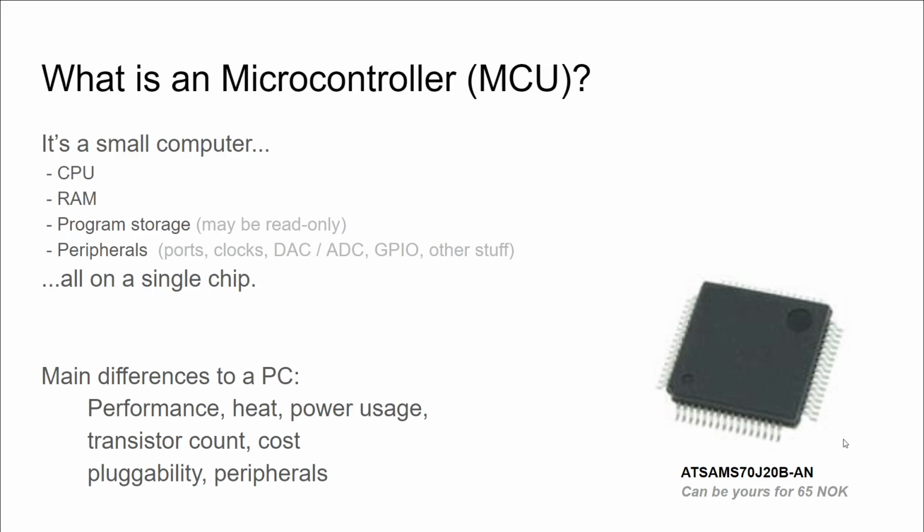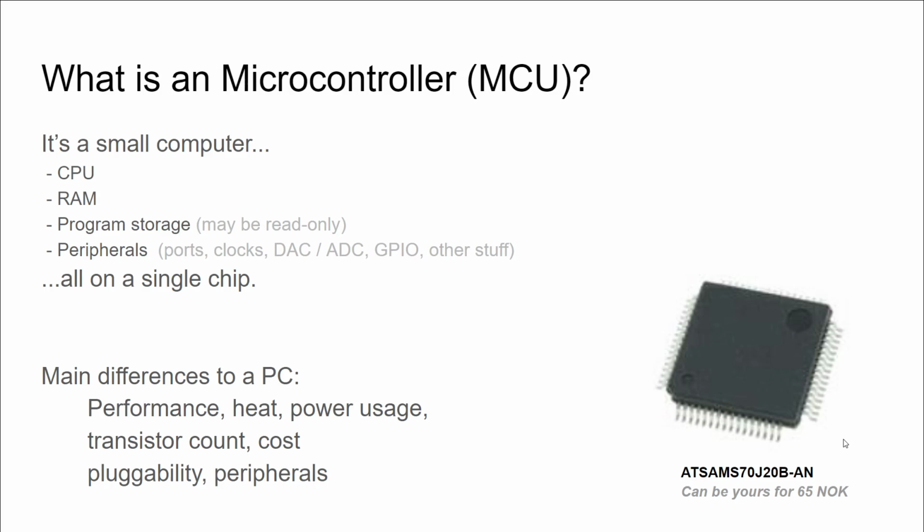You may not even have heard about the term microcontroller yet, so let me start off by rehashing that. A microcontroller, or an MCU, is essentially just a small computer. It's got a CPU on it, it's got some RAM on it, a system bus, and it has various other things like program storage, which typically contains a read-only memory of all the instructions this microcontroller is supposed to execute.